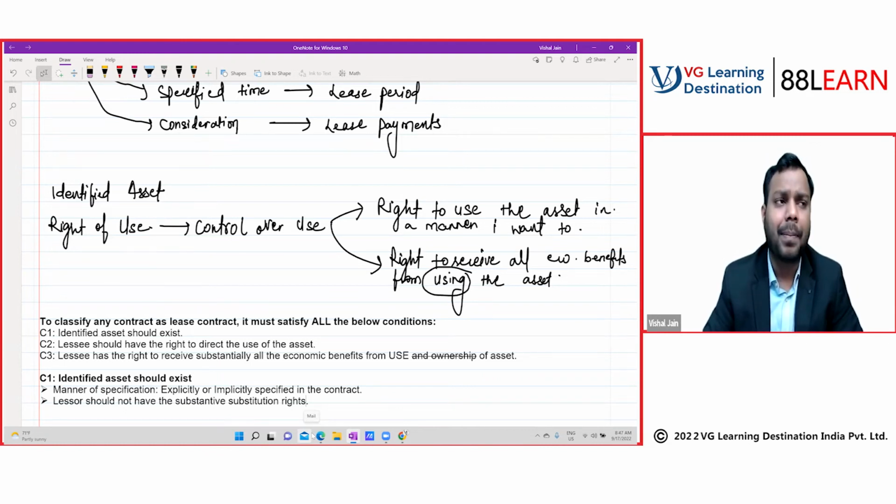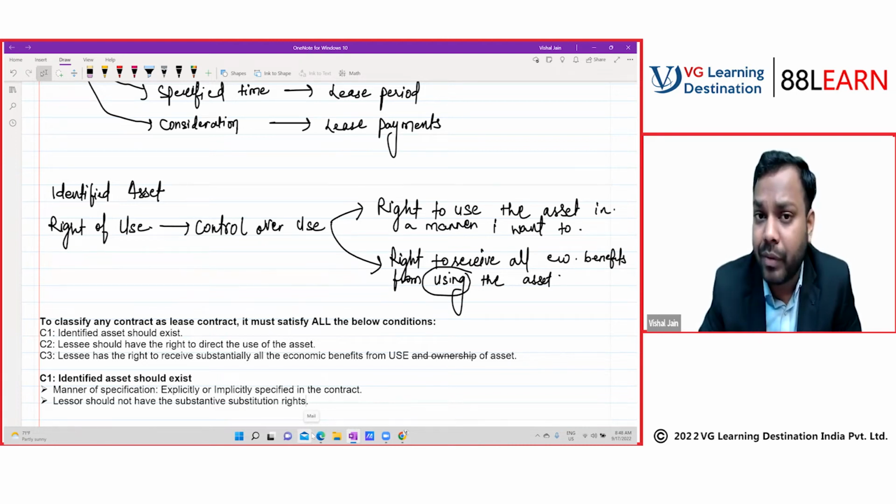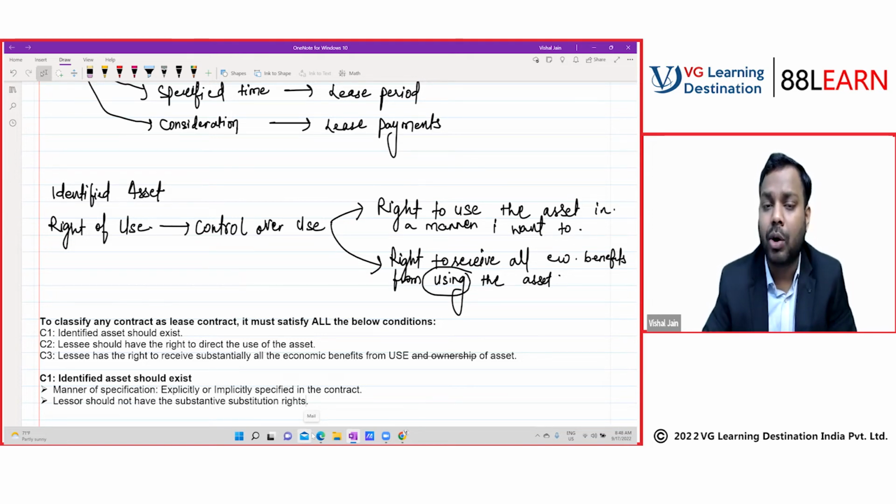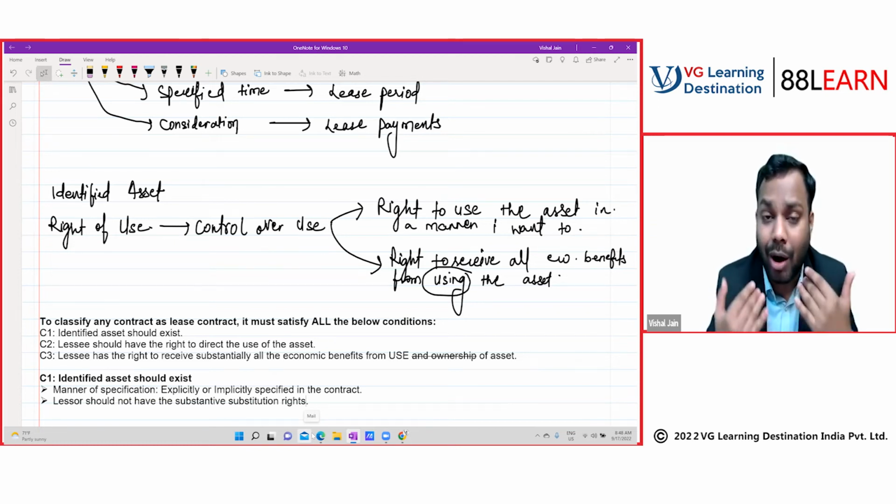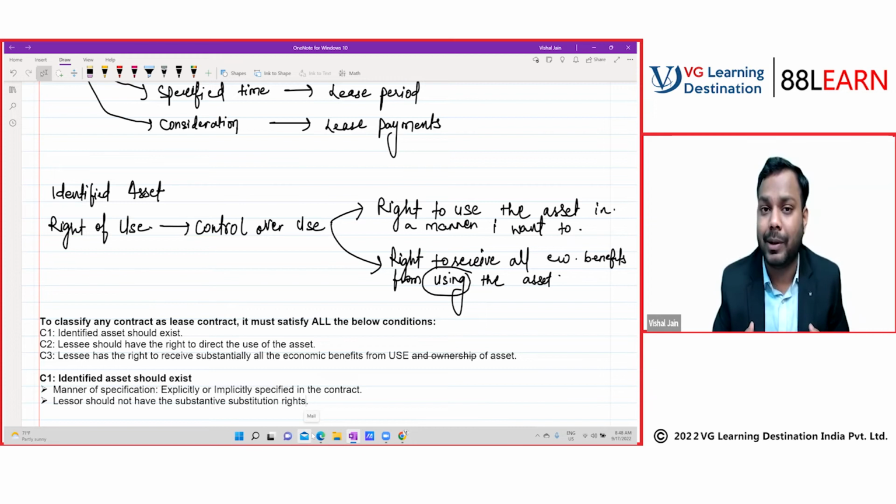Now, many times, let's suppose I have taken the studio on rent and the studio requires some repairs. Definitely, I'll approach my lessor and say that this studio requires repairs, please repair it. Now, for that period, if the asset is substituted, can I say that the lessor has substantive substitution rights? No. Why? Because the lessee has approached the lessor, not the lessor the lessee. Are you understanding it, guys?